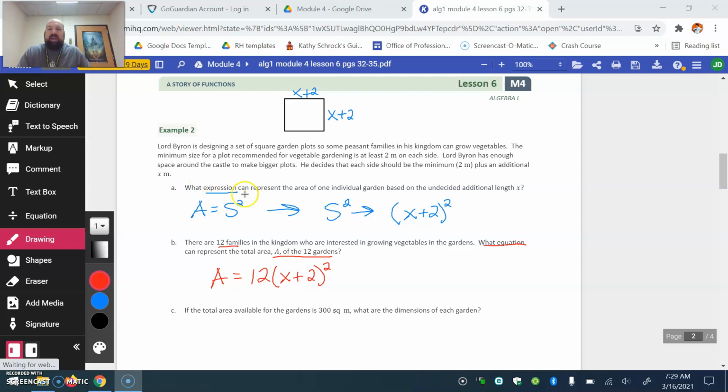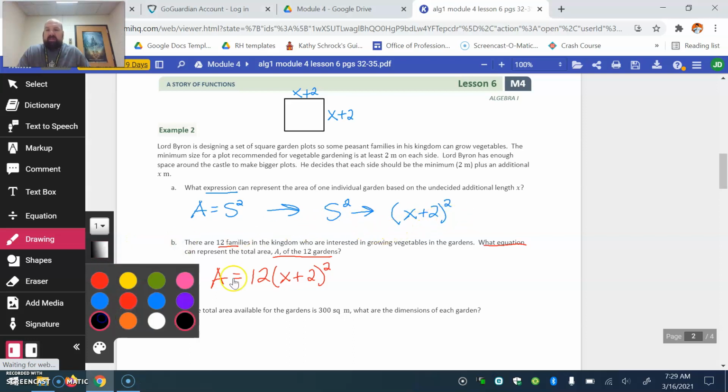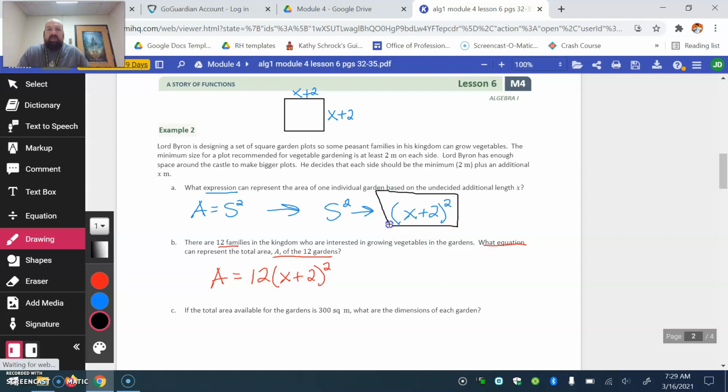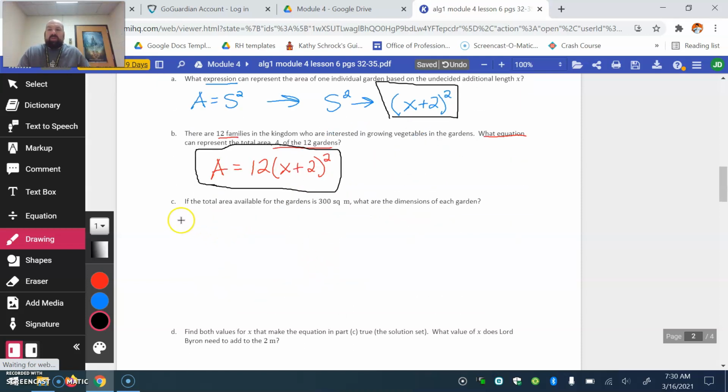So the first task is, what expression can be used to represent the area? An expression does not have an equal sign. So this is an expression. And the next one, it's talking about 12 families interested in growing vegetables. So what equation could be used to find the area? So A equals, I multiplied my expression by 12 to get the answer. So C, if the total area available for the garden is 300 square meters, what are the dimensions of each garden?